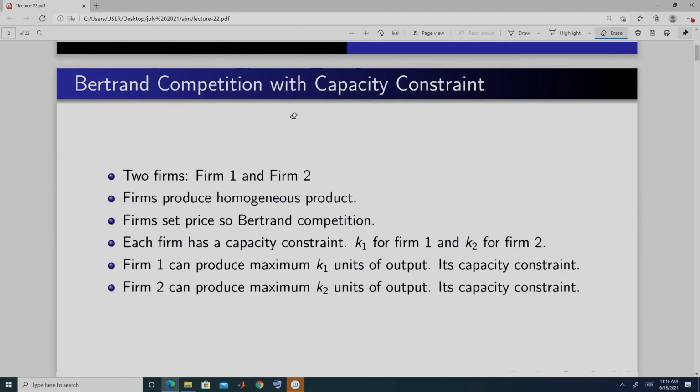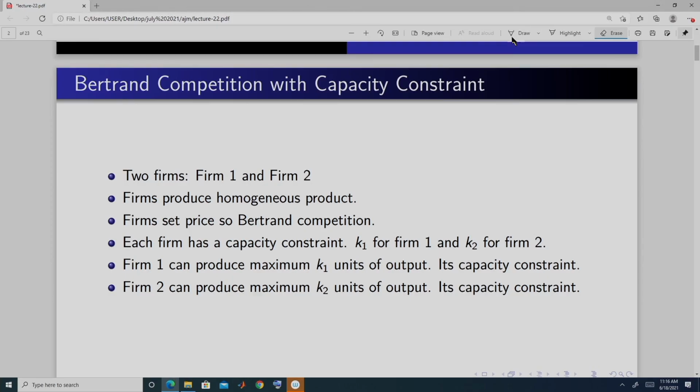We were doing Bertrand competition with capacity constraints. So, we have proved only, we found the pure strategy Nash equilibrium in case 1 and we will continue. So, our model is this.